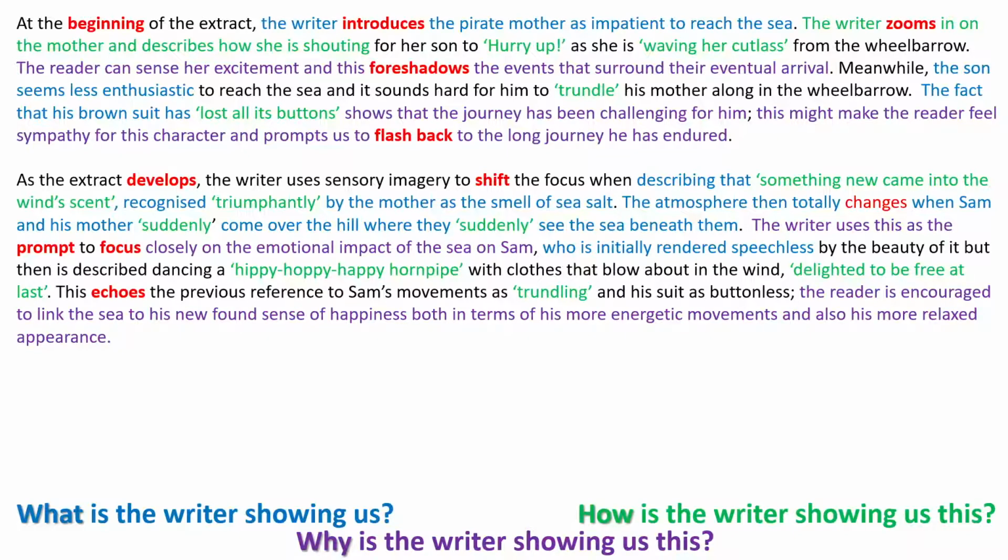This echoes the previous reference to Sam's movements as trundling and his suit as buttonless. The reader is encouraged to link the sea to his newfound sense of happiness, both in terms of his more energetic movements and also his more relaxed appearance.